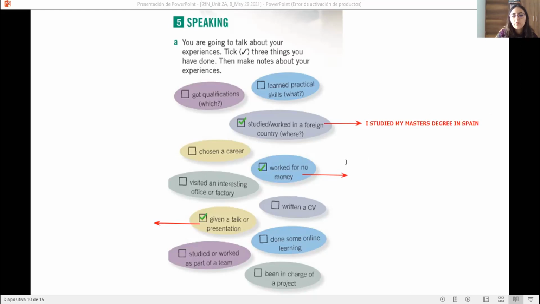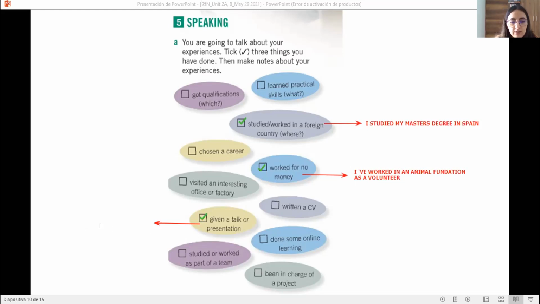Or for example, in the next one that I chose, experience to work for no money. Remember a time when you work for no money. Let's write, I worked, okay. Or maybe when you work in your university practices, professional practices, and so on. That could be a good example.